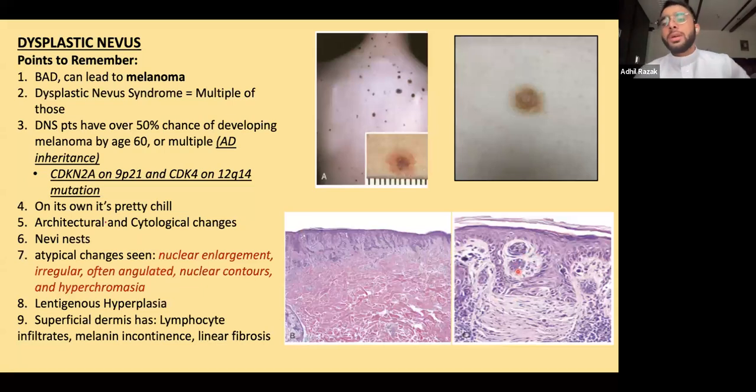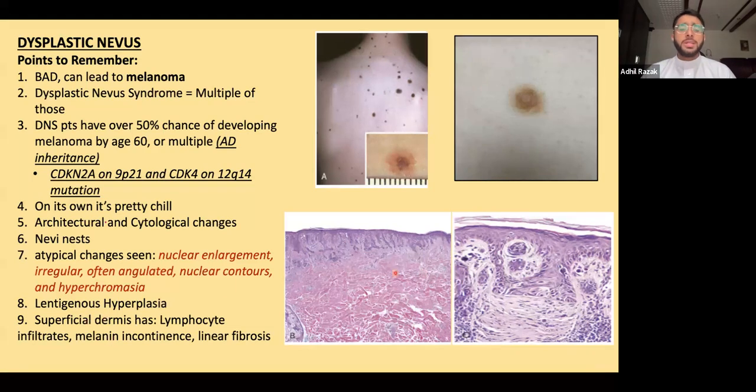On the picture on the right, you can appreciate what are called nevi nests. If you can see my laser pointing out to one, it looks like a nest. The atypical changes you can see are nuclear enlargement. There's a darker one here. That is nuclear enlargement. They are irregular, often angulated, which is pretty much structural abnormality. You can see contours on the nucleus, and some are much darker than the others, which is hyperchromasia.